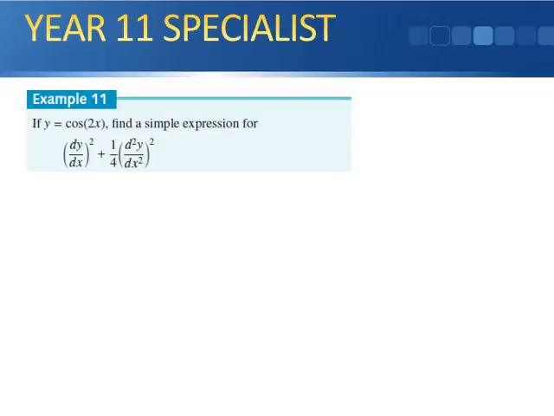Number 11. If y equals cos 2x, find a simple expression for this one here. So it looks like we need to get to dy dx and then square it and do the double derivative here and square that double derivative. So let's just write y equals cos of 2x. Let me do the first derivative, dy dx, because I'll need that. Differentiating cos is going to give me negative, and it'll be sine, but I've got to differentiate inside the bracket there, so that will give me negative 2 sine 2x. So there's that one there.